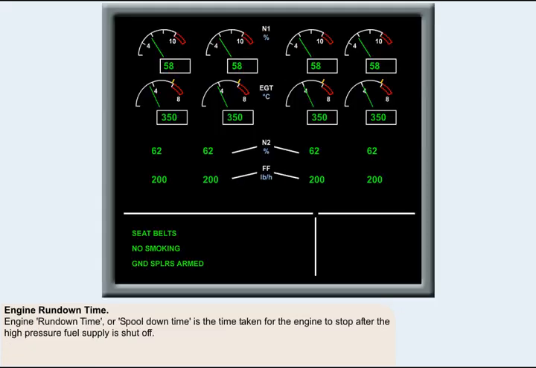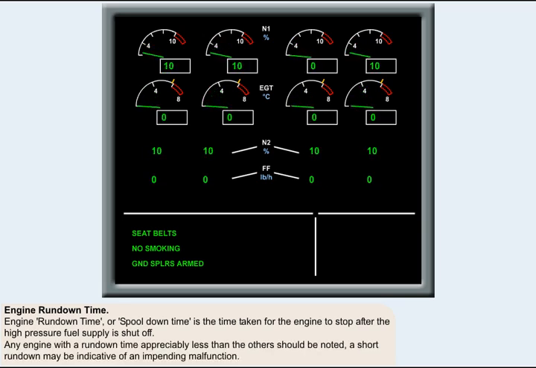Engine rundown time, or spool down time, is the time taken for the engine to stop after the high-pressure fuel supply is shut off. When the engines are shut down after flight, a mental note should be taken of the rundown time of each engine, and a comparison made between those times. Any engine with a rundown time appreciably less than the others should be noted. A short rundown time may be indicative of an impending malfunction.